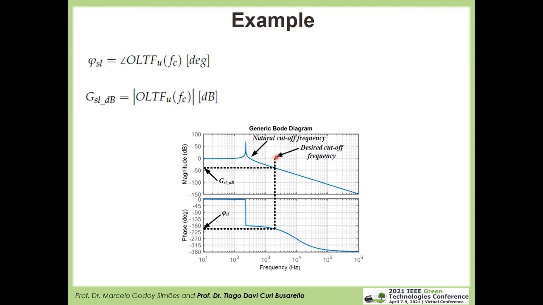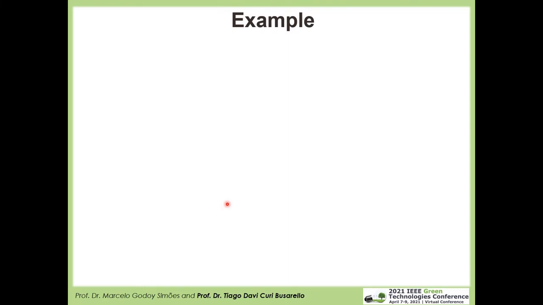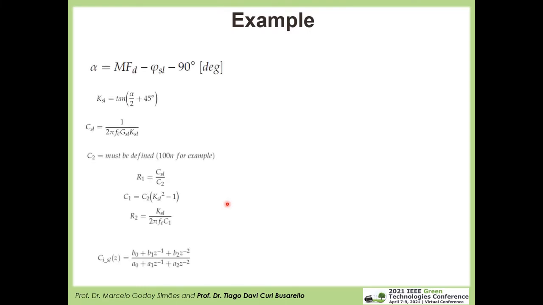At this point that we are desiring the cutoff frequency, we can measure the gain that must be compensated, and also the angle that the open loop transfer function is presenting. The controller will act in the whole range of frequency, but we need to specify this point because this is the bandwidth of our closed loop control system.